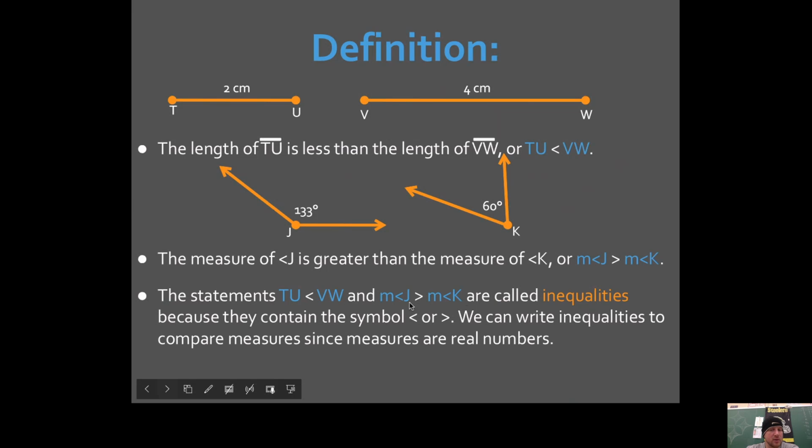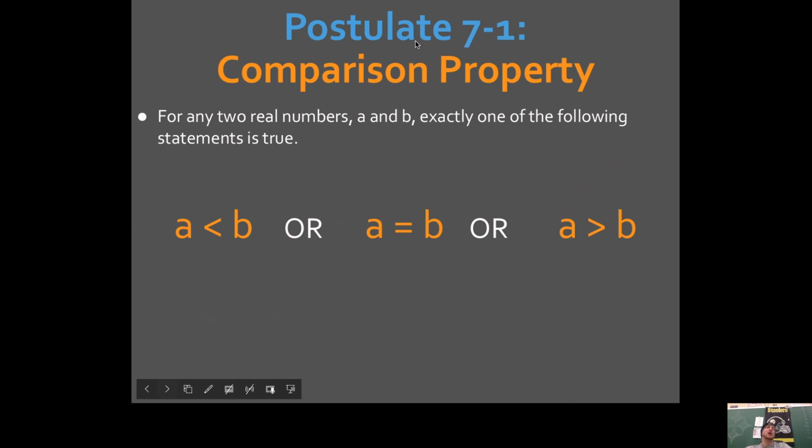So those two statements are called inequalities because they contain the symbol less than or greater than. You can write inequalities to compare measures since the measures are real numbers. Postulate 7.1 is the comparison property. For any two real numbers, A and B, exactly one of the following statements is true. Either the two things are equal or one of them is bigger than the other. For example, A is less than B, or A is greater than B.